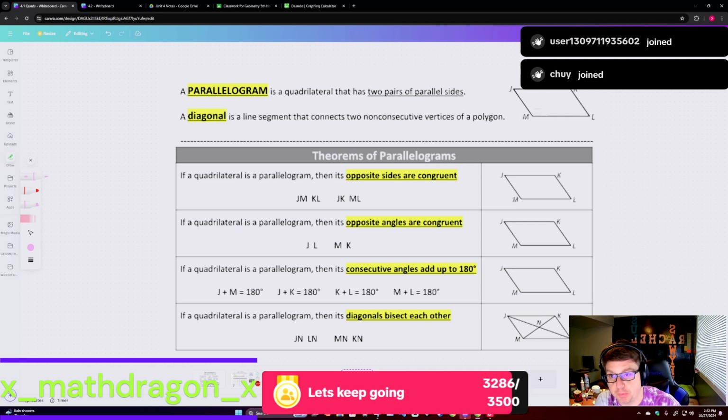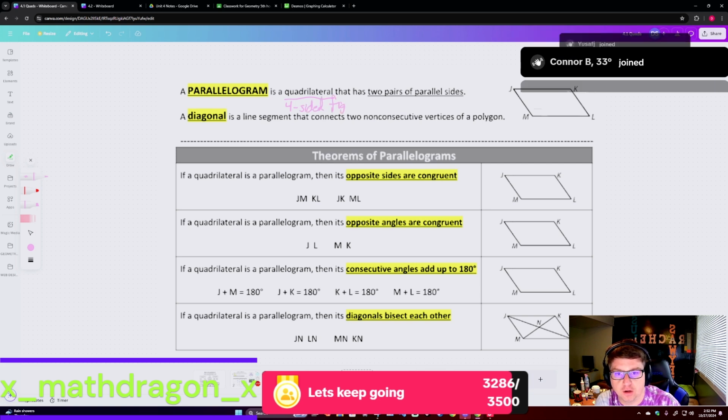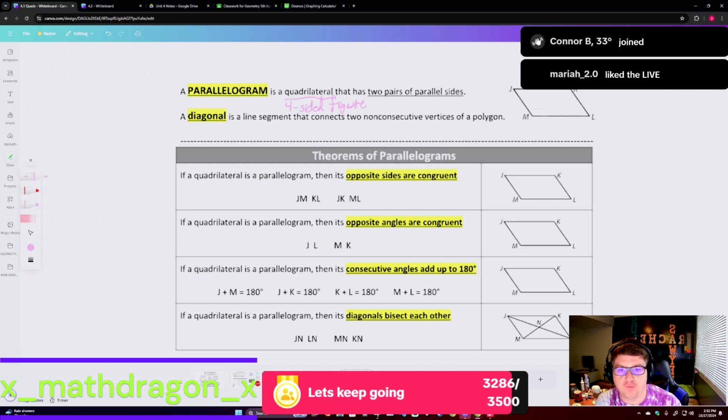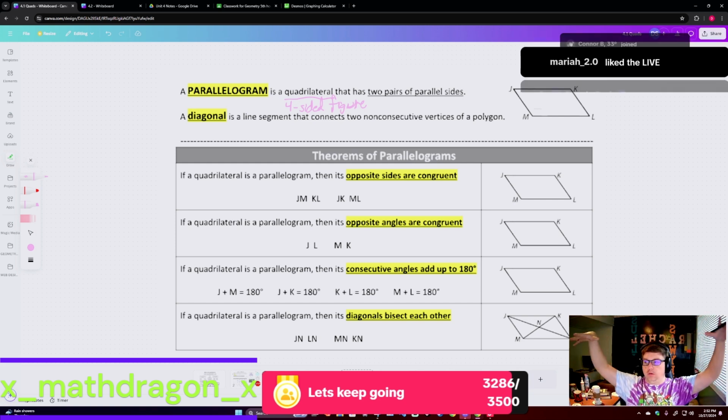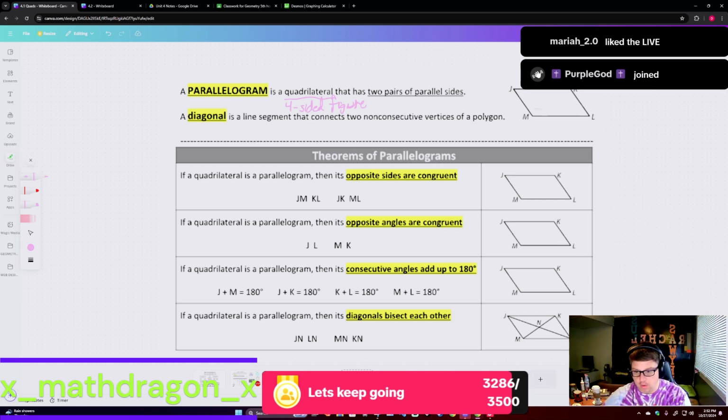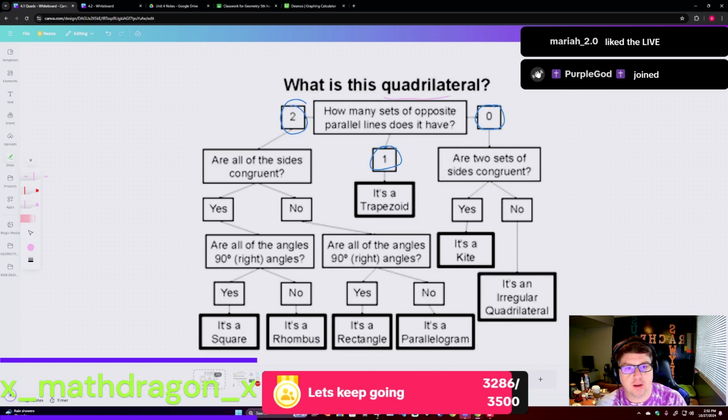Okay? Now we're actually going to get into a very specific polygon. And this specific polygon is a quadrilateral. Quadrilateral is a 4-sided figure. So any 4-sided figure will fall under the umbrella of a quadrilateral. So when we look at this, what is a quadrilateral? All of these are quadrilaterals.